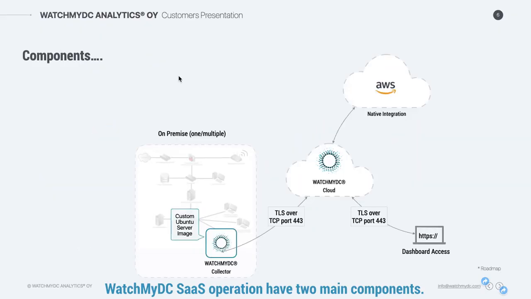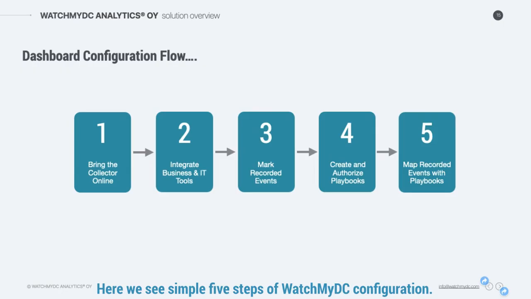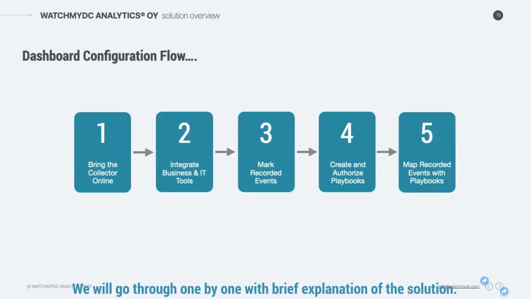WatchMyDC SaaS operation has two main components: the WatchMyDC Cloud Service and the WatchMyDC Collector. WatchMyDC Cloud Services provide the platform access, whereas the WatchMyDC Collector is a ready-to-deploy custom Ubuntu server that acts as a local agent for WatchMyDC. Here we see the simple 5 steps of WatchMyDC configuration. We will go through them one by one with a brief explanation of the solution.